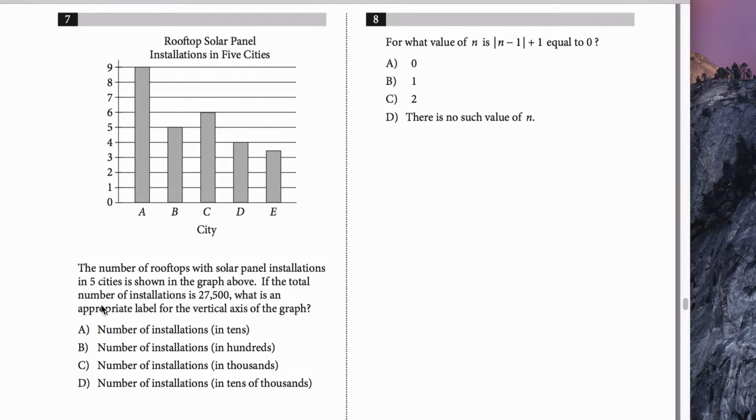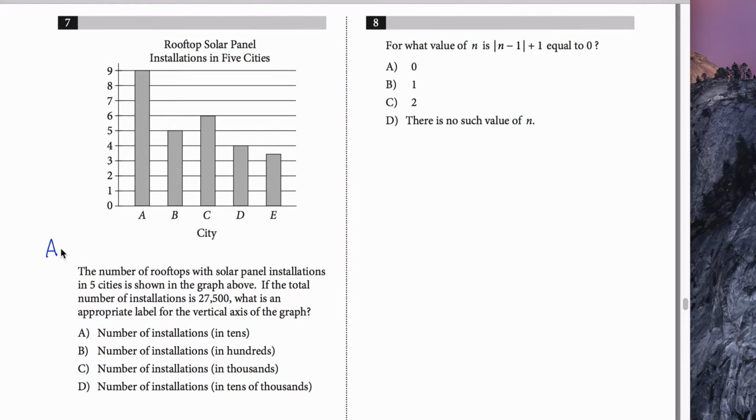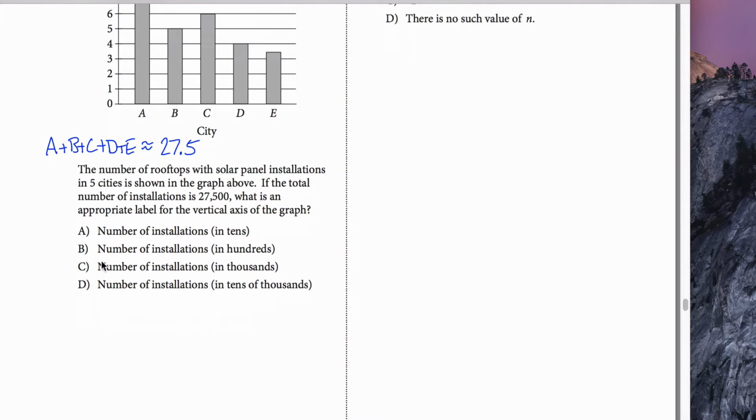Well, note that if you add up these heights, A plus B plus C plus D plus E, you're going to get exactly 27.5. If you didn't want to spend the time to add them up really carefully, maybe you say approximately 27 or something like that. You get about 10 here, another 10 here, which gives you 20, and then another 7 or so here, which gives you about 27. Okay, so these add up to 27.5, but it told me it's supposed to be 27,500. So what's the appropriate label? Oh, these must be in thousands. These are the number of installations I have in thousands. 27.5 thousands is 27,500.